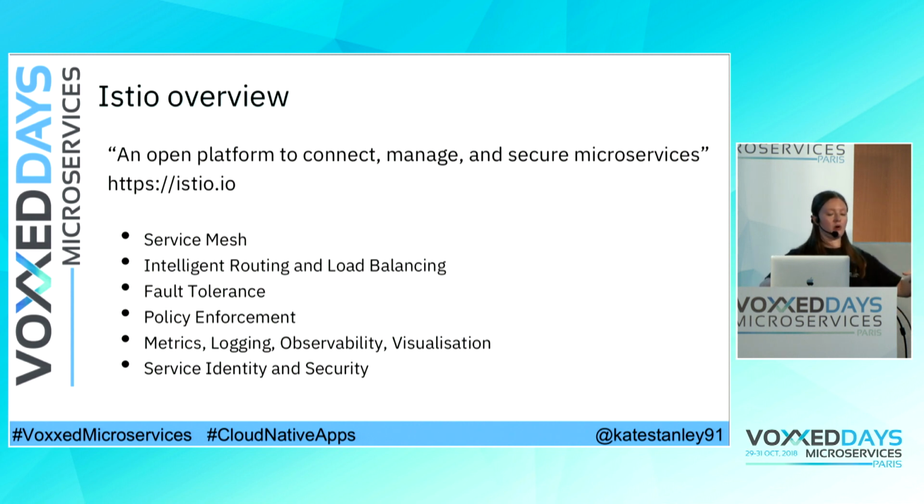It sits on top of things like Kubernetes, and it provides intelligent routing, load balancing, fault tolerance, policy enforcement, metrics, logging, service identity, and security. So a whole laundry list of lovely things to help you with your microservice environment. And so it looks like it just solves all of your problems.